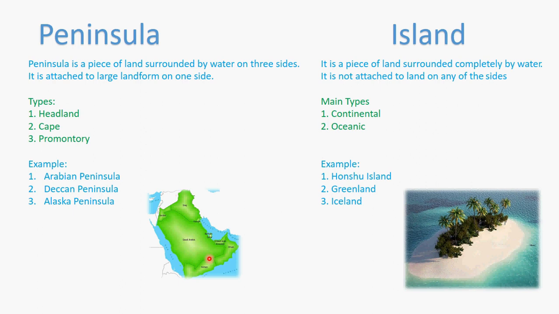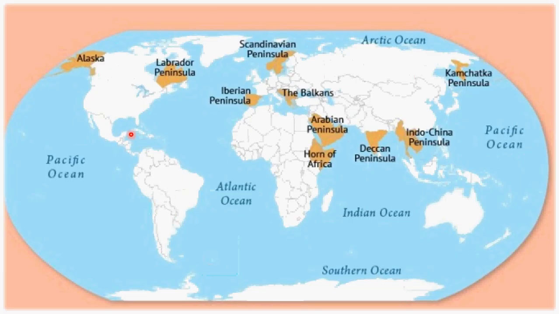If we talk about examples, here is the Alaska Peninsula. Alaska is a peninsula of America. It has three sides in water and one side attached to land. Here is the Scandinavian Peninsula, Norway, Denmark, and here is the Iberian. And the other is the Arabian Peninsula and the Horn of Africa. Horn of Africa countries are Somalia, Djibouti, Eritrea.